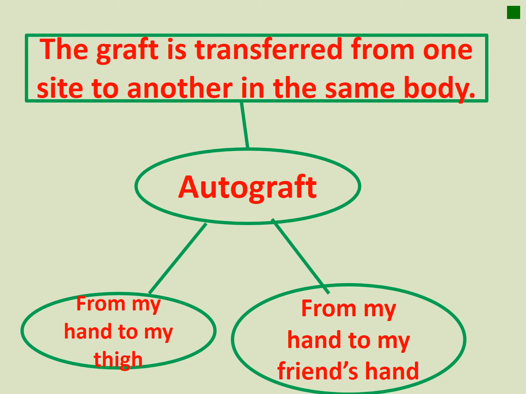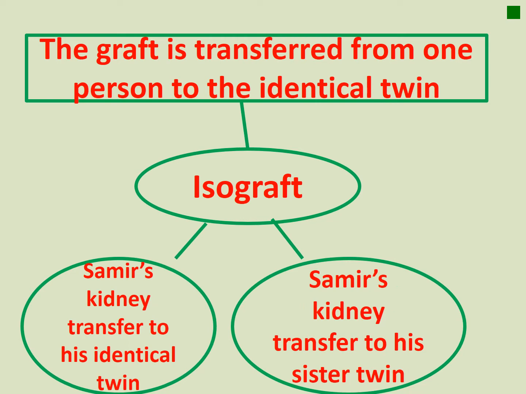So autograft definition: the graft is transferred from one place to another in the same body. Example, from my hand to my thigh. This is called an autograft. Non-example, from my hand to my friend's hand. The second type of graft is called isograft. Isograft is the graft transferred from one person to the identical twin, and only the identical twin. Example about this, Samir's kidney transferred to his identical twin, and here is a non-example.